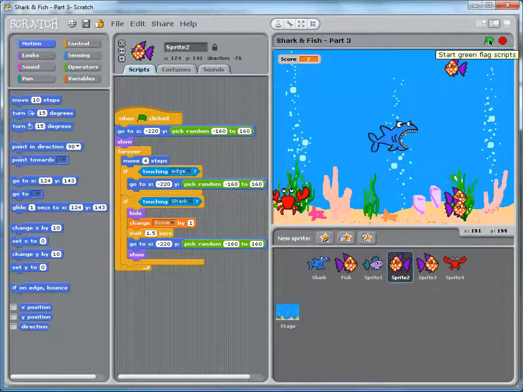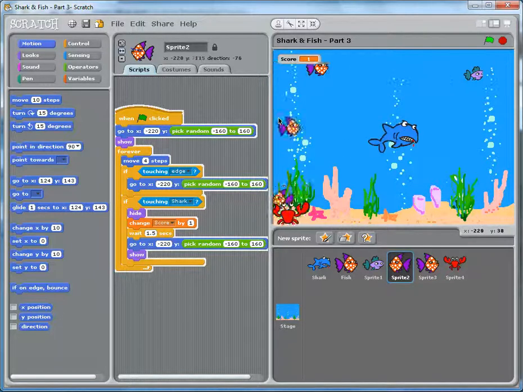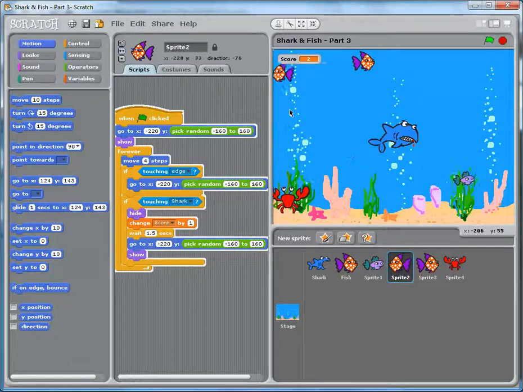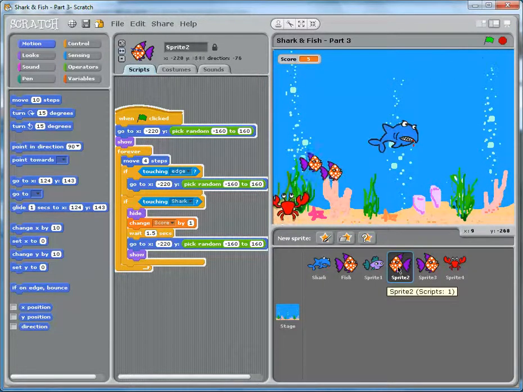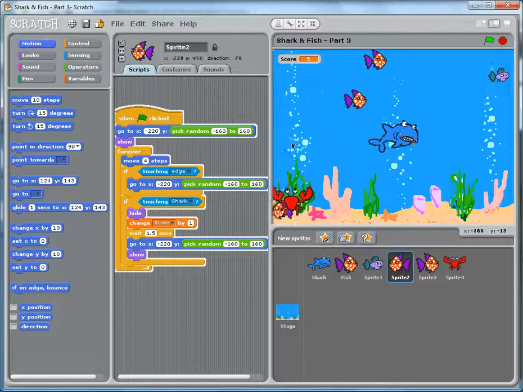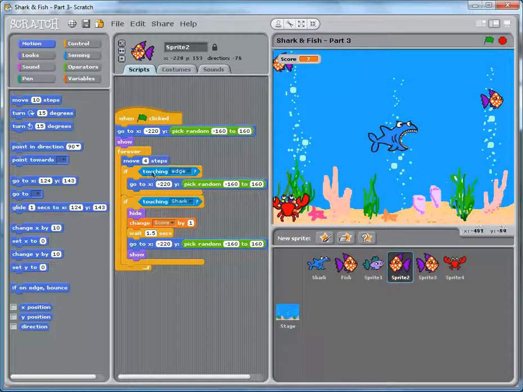So one of the issues when I press play here is that I have a fish over here that's going crazy off to the left. All right, so two things are going on. First of all, that fish is trying to go to the left. When I'm reading through Sprite 2's script, it's telling it to move 4 steps, but it's moving 4 steps continuously into the wall. And so then it goes down here, it says if you're touching the edge, go to negative 220 and then keep on going.